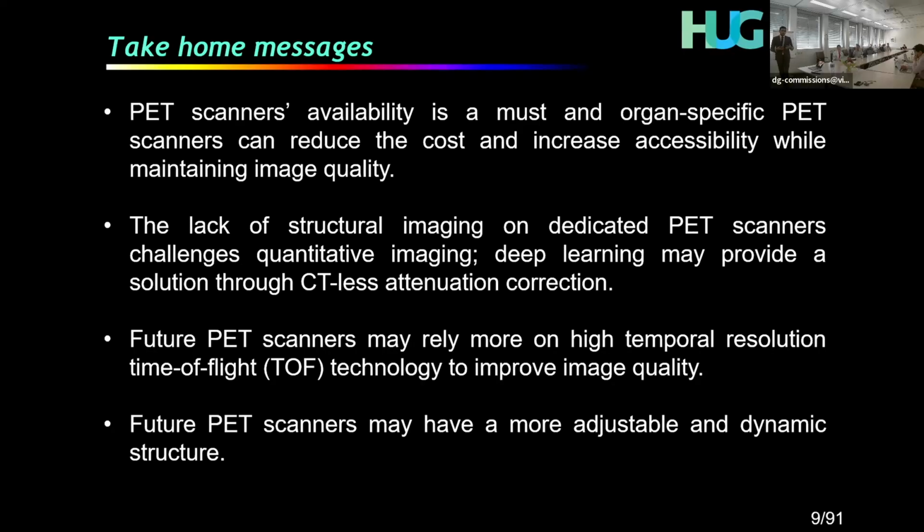When we are using, for example, the dedicated PET scanner for brain, having access to an attenuation map is very challenging. So sometimes we can use AI to generate an attenuation map from the emission data. And future PET scanners may rely more on high temporal resolution time-of-flight technology to improve image quality, and may have a more adjustable and dynamic structure.